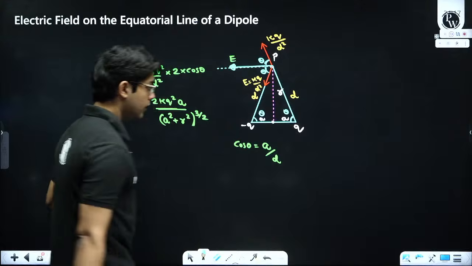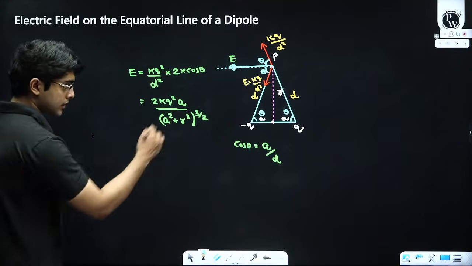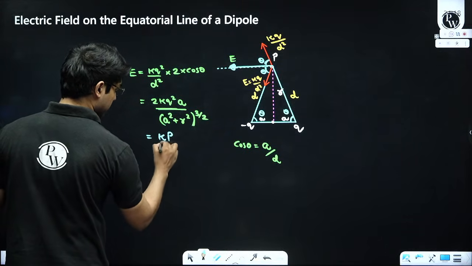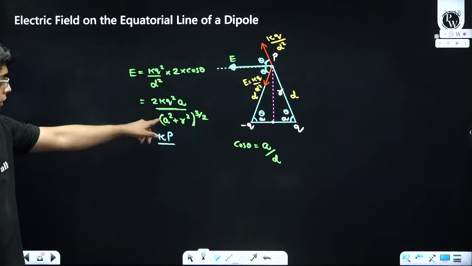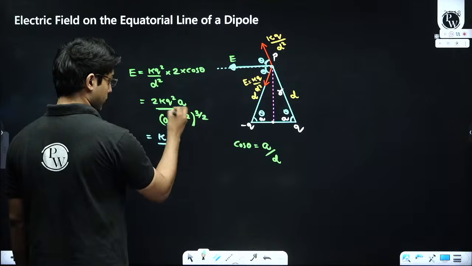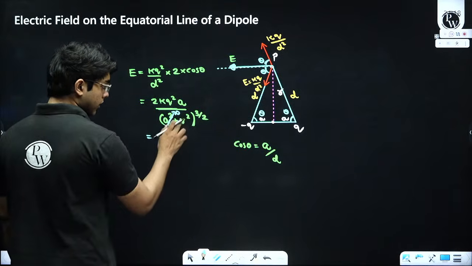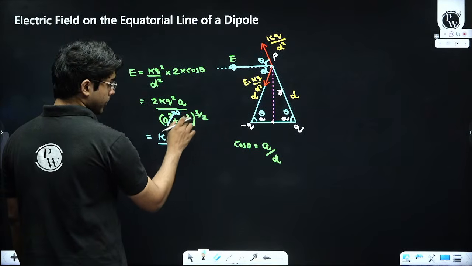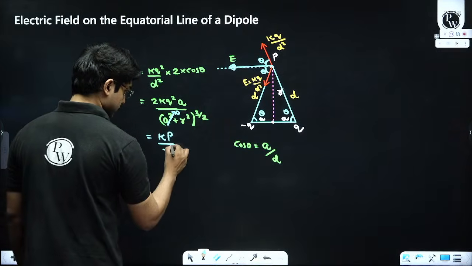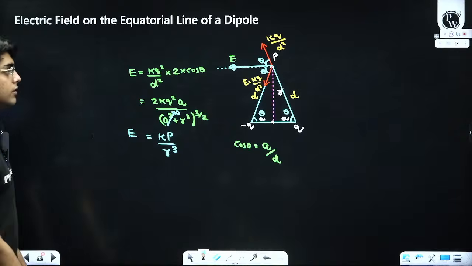Now once again we'll do that trick. 2a into q, we can write it as p. So the numerator will become kp. And we neglect this a square, approximate it to 0, because a is very small compared to r, right? So r square under root will make it r, but there is also a cube, so this will become r cube. So this is the electric field magnitude in the axial position.